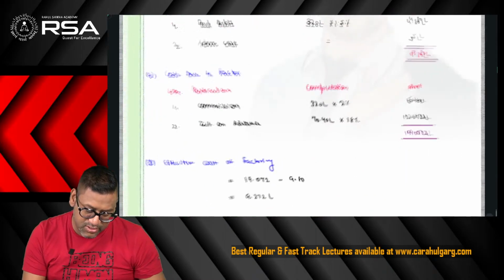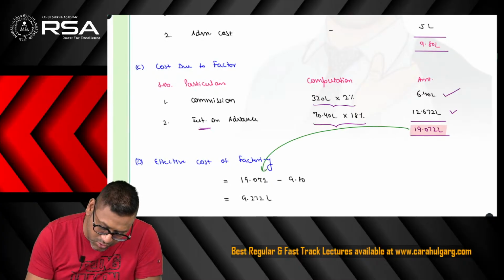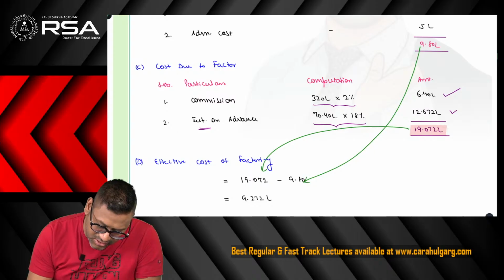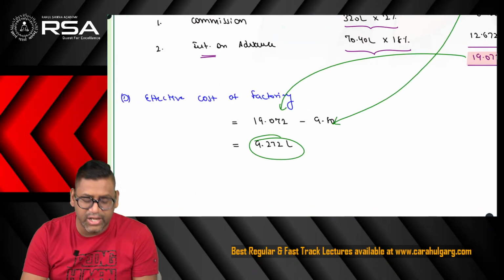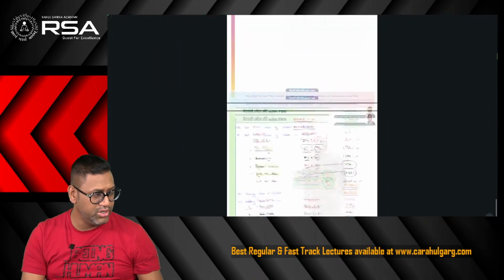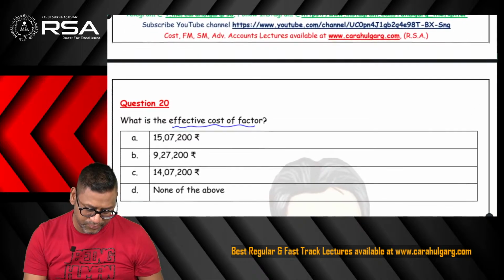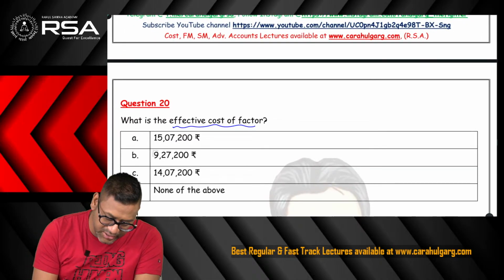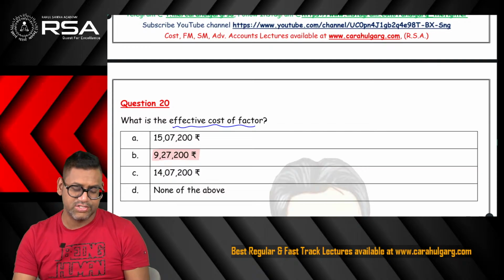So my cost is this 19 lakh 7,200, whereas my savings are 9 lakh 80,000. So if I do the netting, I get this value as 9 lakh 27,200. So child, this becomes the net effective cost. So option B, 9 lakh 27,200 is the correct answer.